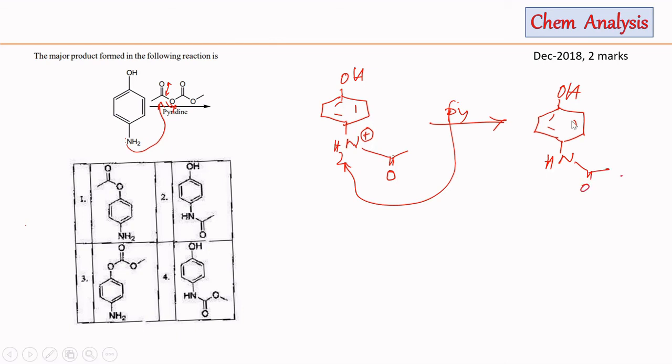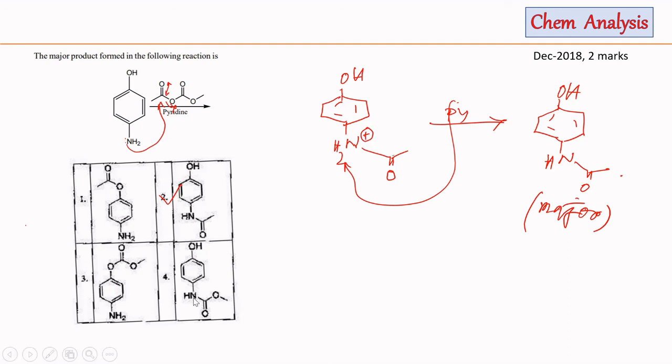this one, and this will be formed as a major product, and the product corresponding to attack from the hydroxyl group may be formed as the minor product. This will be the major product. So we can see that option number B is the correct answer.